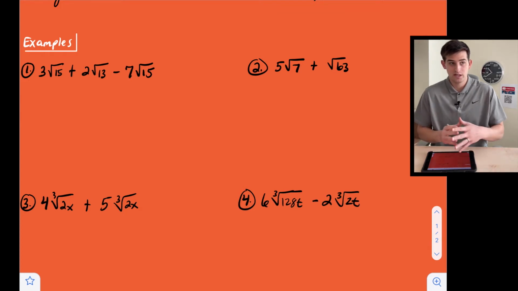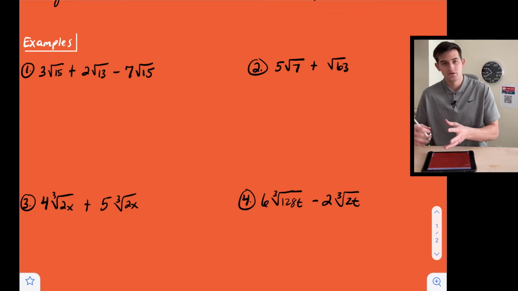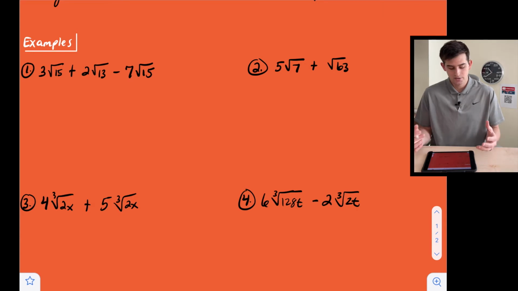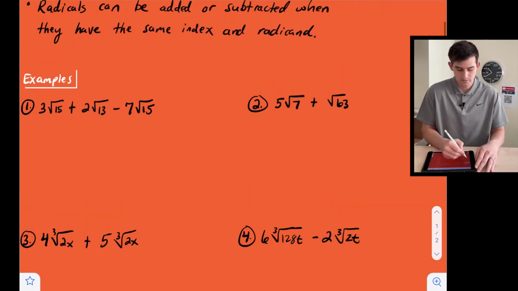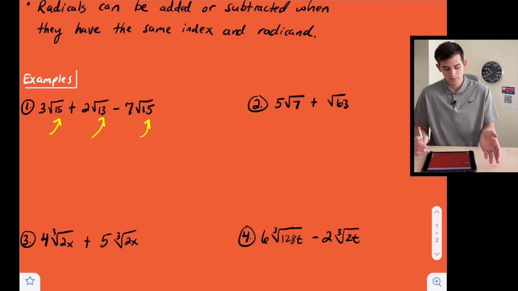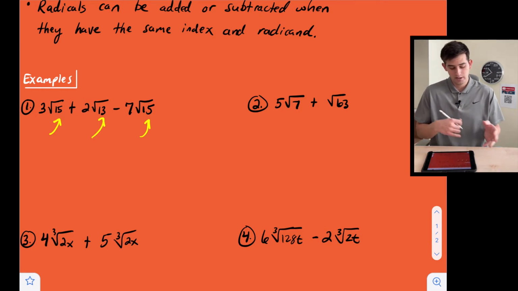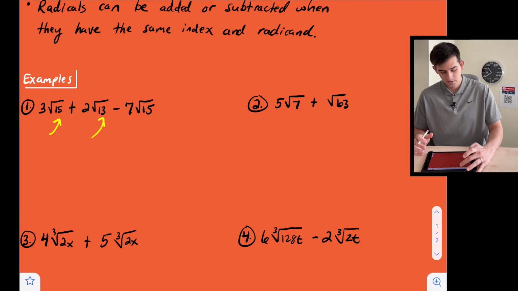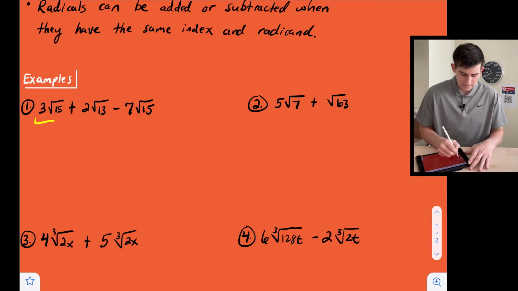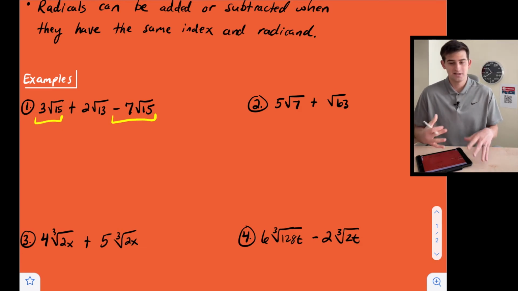So we have to be looking at all square roots or all cube roots or all fourth roots, something like that. And also the radicand has to be the same. The radicand is the number under the radical. If we look at number 1, we have the square root of 15, the square root of 13, and another square root of 15. So we can combine these two root 15s.